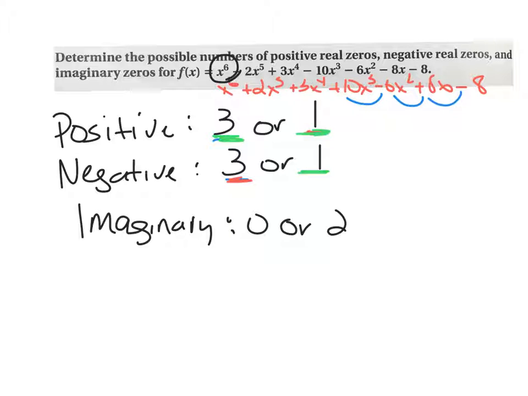The last case would be, I might have 1 positive and 1 negative. If that's the case, that's only 2 answers. And I had to have 6 zeros altogether, which means I'd have to have 4 imaginary zeros. So that's how you do that. That just tells you kind of how many. It doesn't tell you what they are. It just tells you what sign your zeros are going to have on them.